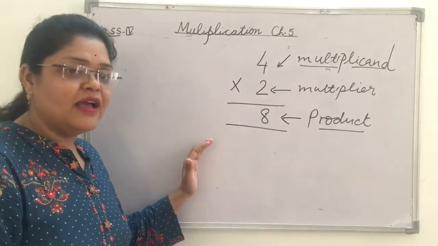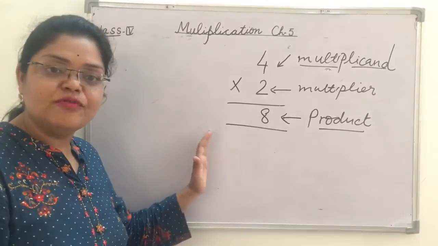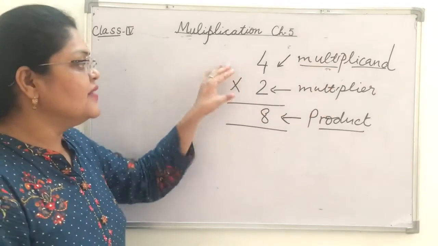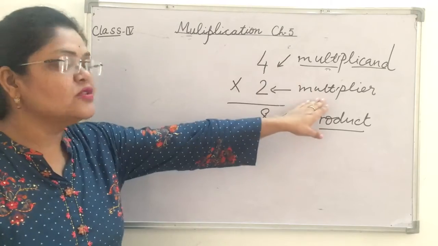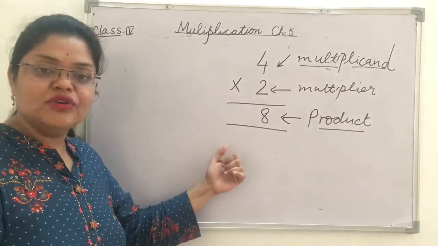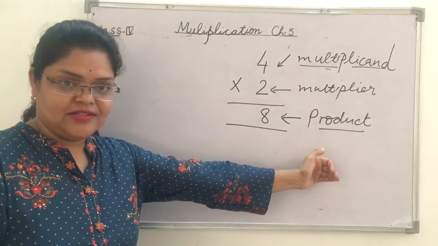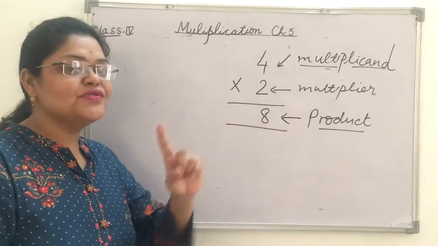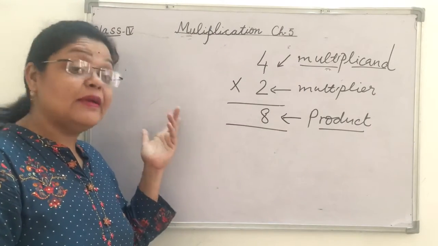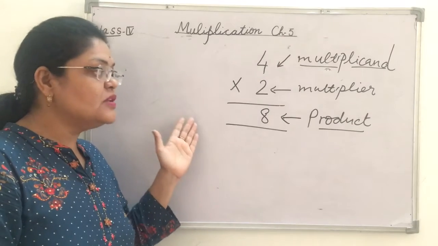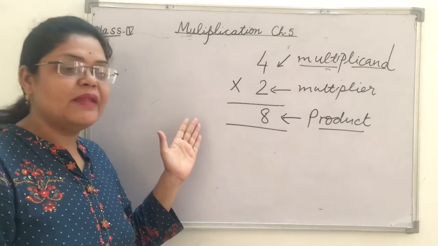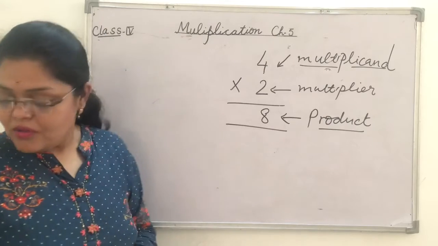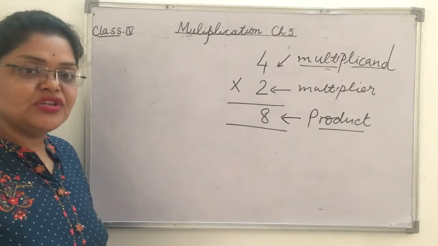So we have learned the elements of multiplication. Which are the elements, the parts of multiplication? The upper number is called the multiplicand, the number written at the bottom is called the multiplier, and the answer you get is called the product. Is it clear? So this is very simple to do. First of all, you should know the tables. Only then will you be able to multiply the numbers. Is it clear?